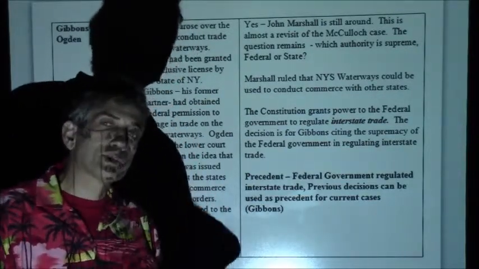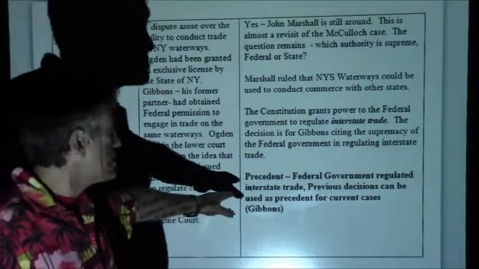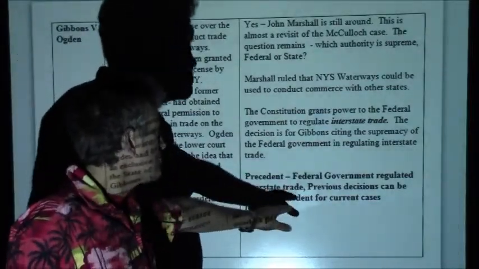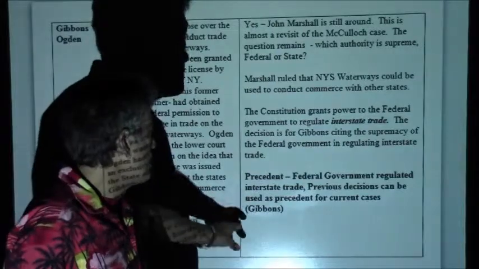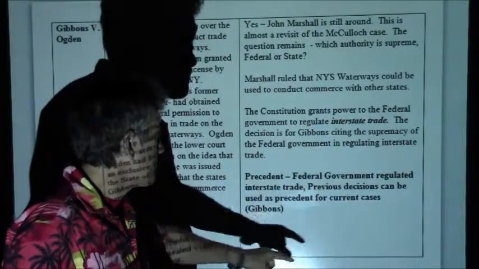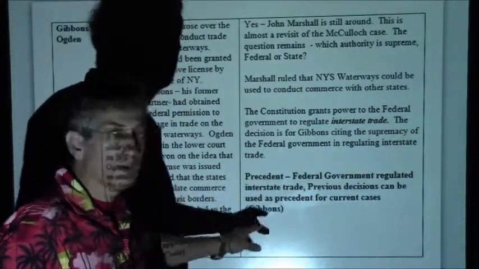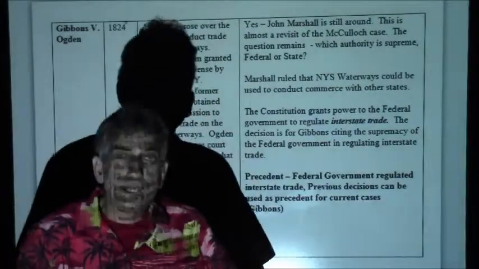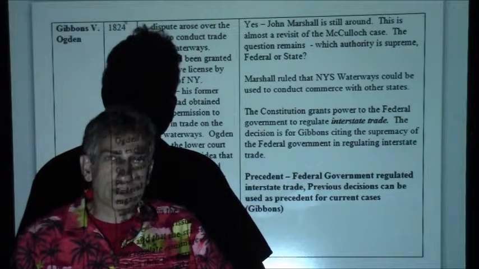So that's where we get back to the supremacy of the federal government. So what's the precedent? The federal government regulated interstate trade. Previous decisions can be used as precedent for current cases. So Gibbons used McCulloch as a precedent in turning around and saying the supremacy of the federal government.